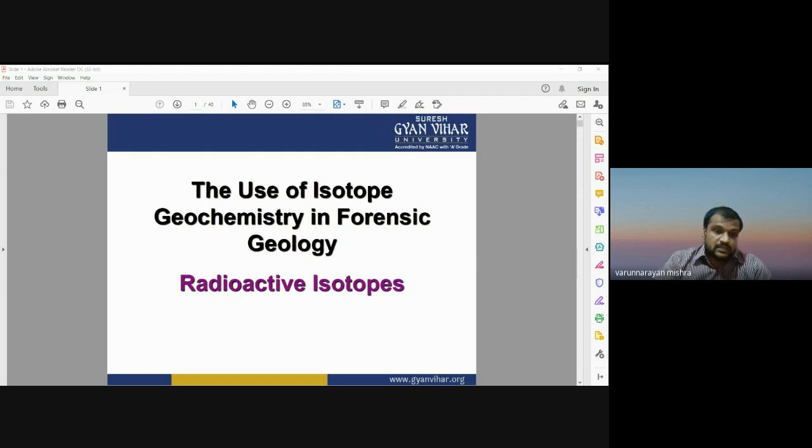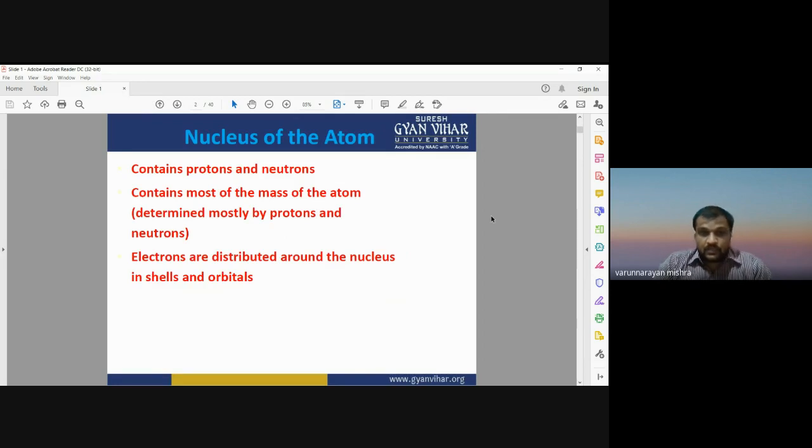Forensic geology tells us about the structure and composition of different materials and also the age of the materials. So today we will discuss the radioisotopes. Okay, so before starting the topic, we should know first what is the nucleus of an atom. In the previous class, we have already discussed that the nucleus of an atom contains protons and neutrons.